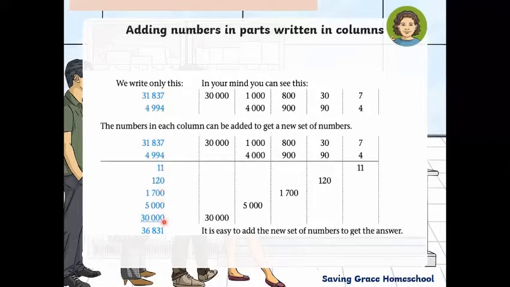So 1 plus all these zeros gives us a 1 at the bottom. 1 plus 2 and all the zeros gives us a 3 at the bottom. 1 plus 7 plus the 2 zeros gives us an 8. 1 plus 5 and a 0 gives us a 6. And then 3 plus nothing gives us 3. So the answer for this addition here is 36,831. So this is an easy way to add sets of numbers to get the answer.